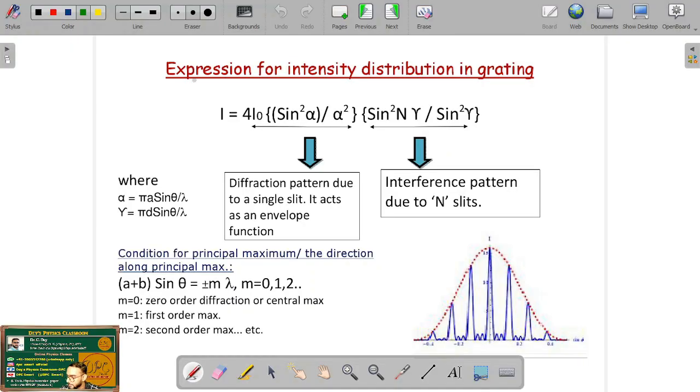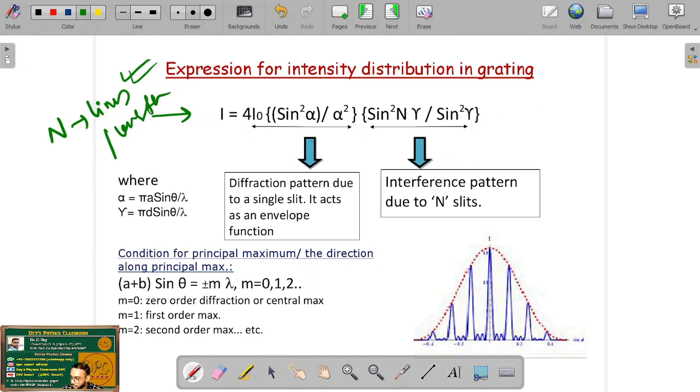Next, we will discuss the expression for intensity distribution in a grating. This is the expression for the resultant intensity in the case of a grating having n lines per unit length. Its derivation is not included in the MAKAUT BTech physics syllabus, so I am not discussing it here; only the expression is needed. I equals 4 I naught sin square alpha by alpha square into sin square n gamma by sin square gamma.